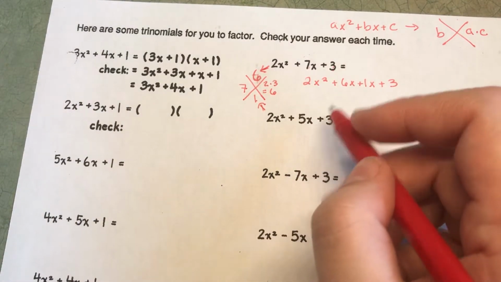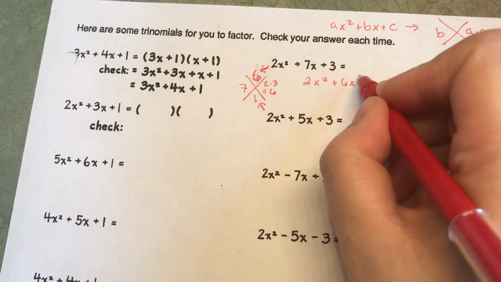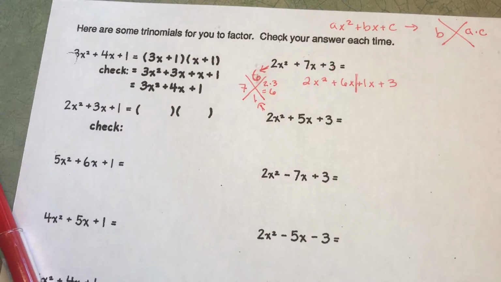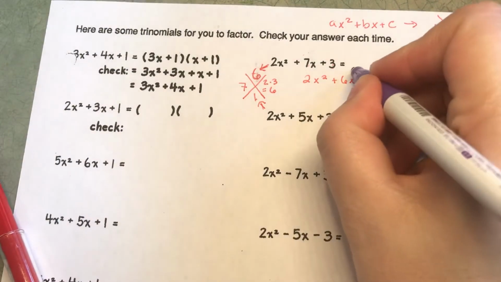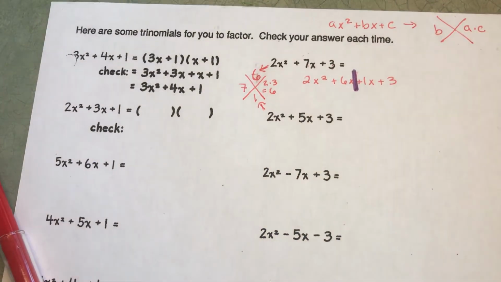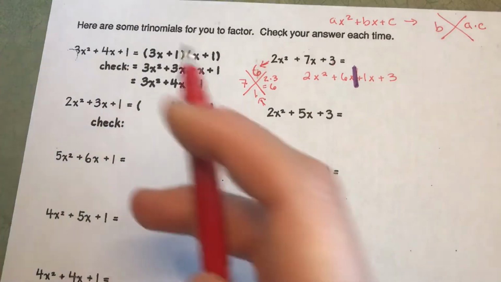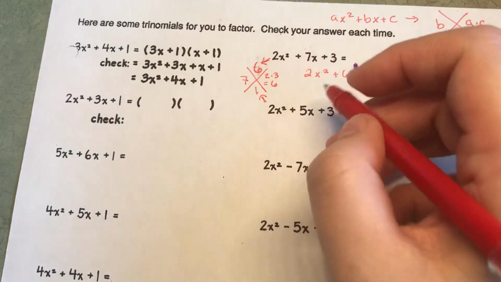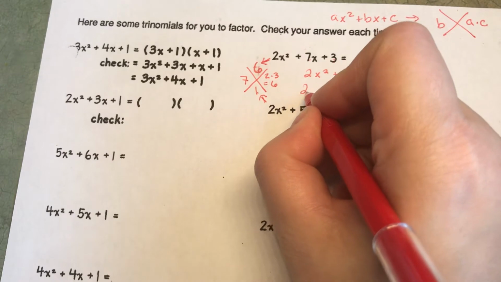Then what I'm going to do is split this whole problem. Let's do this. All right, I'm going to split the whole problem into two groups. So for this first group, I'm going to factor out my greatest common factor, which is 2x.